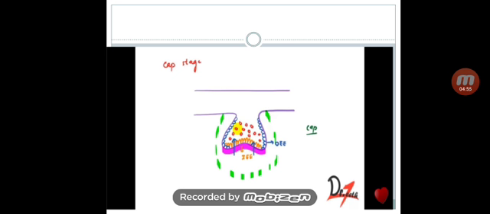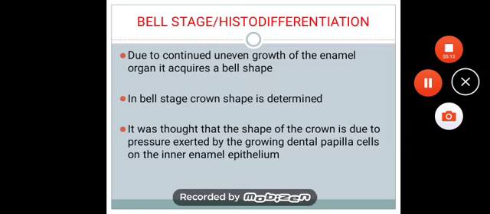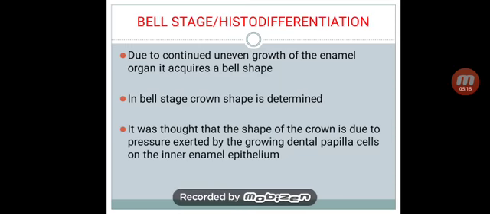After the cap stage, we move on to bell stage. As we know from the name, it resembles the shape of a bell, so we call it the bell shape. And this is the last stage. Bell stage is further divided into early bell stage and advanced bell stage. Due to continued uneven growth of the enamel organ, it acquires a bell shape. In bell stage, crown shape is determined.